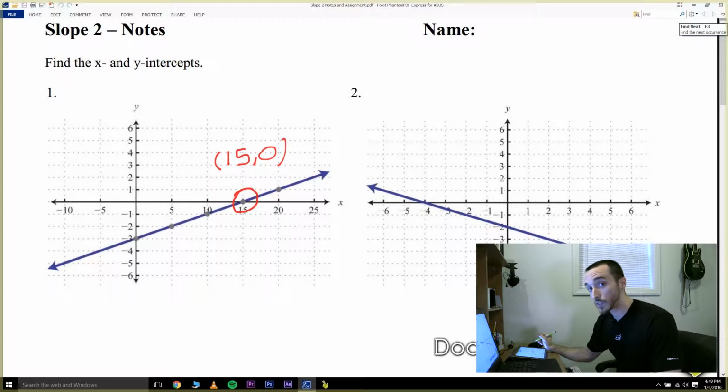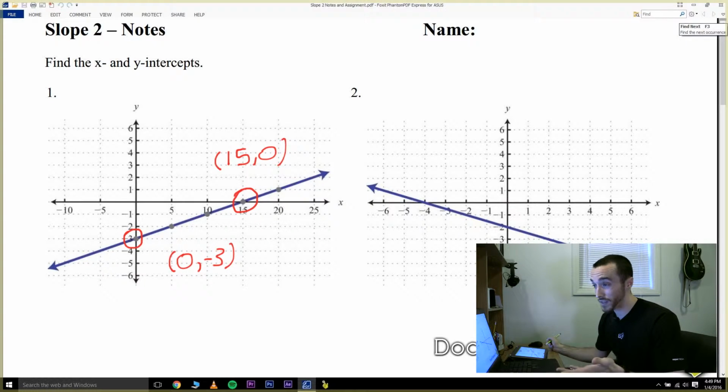So that's our x-intercept. Our y-intercept is the same thing, but on the y-axis. Where does the blue line intercept the y-axis? And it looks like it's right here. So let's go ahead and write that down as an ordered pair. That would be 0, -3. Okay, so it's pretty straightforward. If we have a graph and they ask for the x and the y-intercepts, just look at it and write down the coordinates.